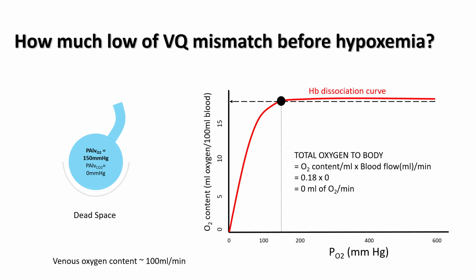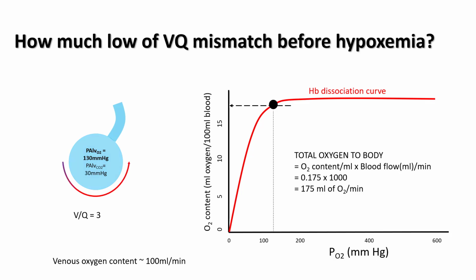So let's talk about how much low VQ mismatch occurs before you end up hypoxemic. We'll calculate the total oxygen that is coming out of the alveoli, and that would depend upon the O2 content of the blood multiplied by the total amount of blood flow through that alveoli. In a dead space, since blood flow is 0, the total amount of oxygen coming out would be 0. In this alveoli with high VQ ratio, your P alveolar O2 is around 130, so your O2 content is around 17.5. Thus, total amount of oxygen coming from this alveoli is around 175 ml, assuming 1 liter of blood flow through this alveoli.